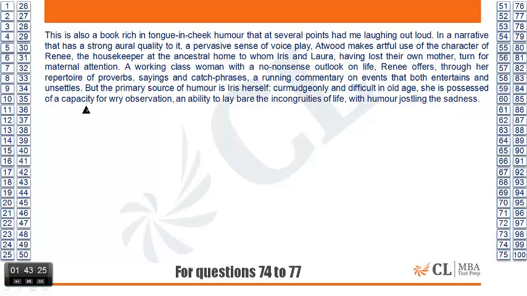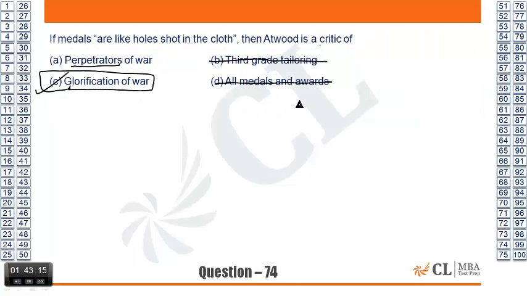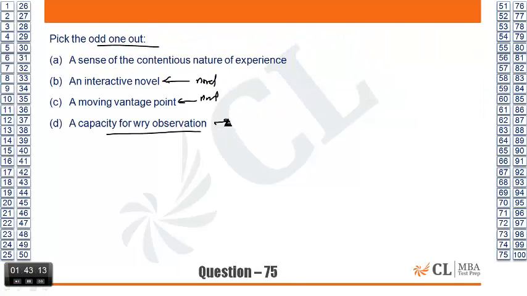She is possessed. Who is this she? Renee, no? Yeah, Renee. She is possessed of a capacity of wry observation. This is about Renee. I am confused. Should I mark? I think A, B, C are talking about the novel and D is talking about the character. So I think it should be D.